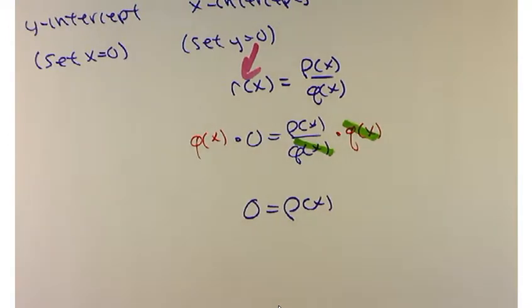In other words, if I want to find the roots of this, the X-intercepts, then I want to find out where the numerator is equal to 0. I don't have to worry about the denominator at all. So that's something to keep in mind moving forward on this.